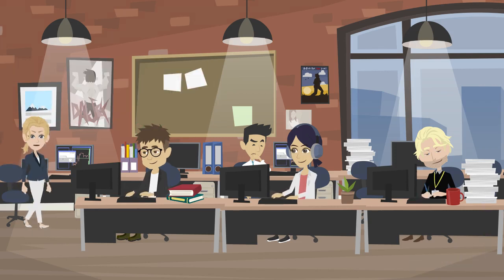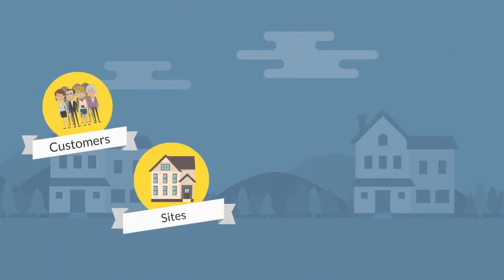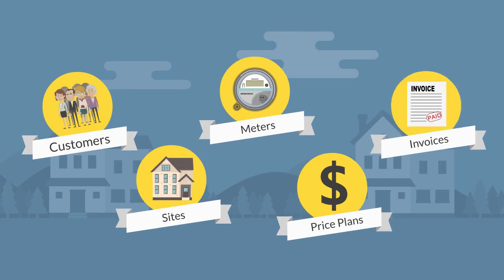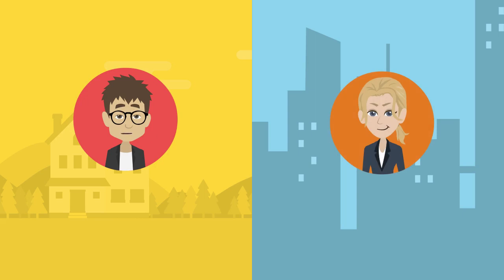In this lab, we're going to show you how to create invoices. You'll have customers, sites, meters and price plans completed, so you're ready to generate your first invoice from Utilmate. There are two types of invoicing in Utilmate.